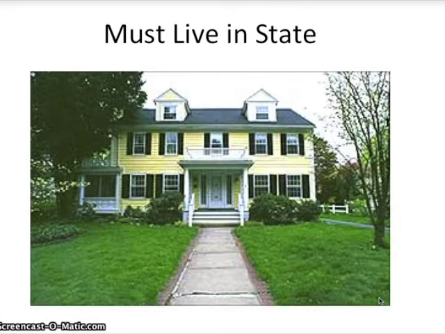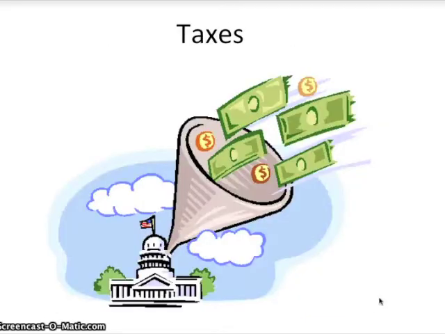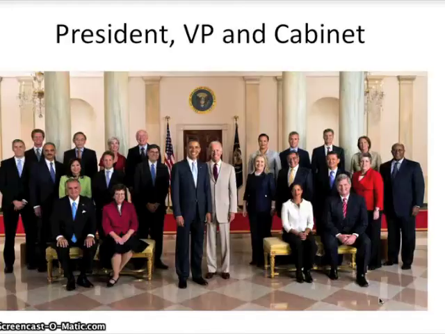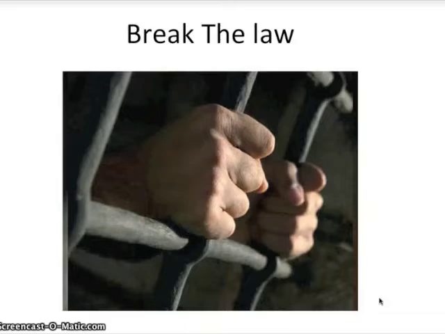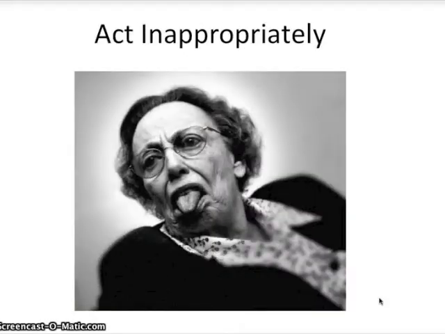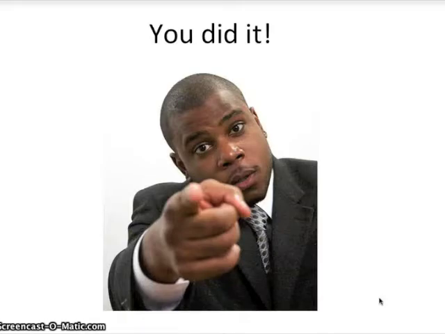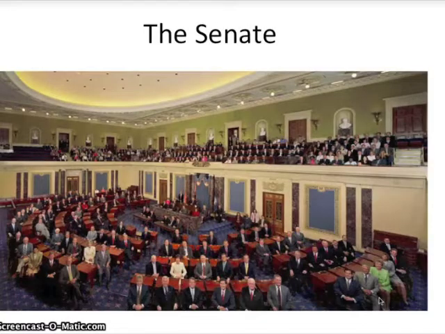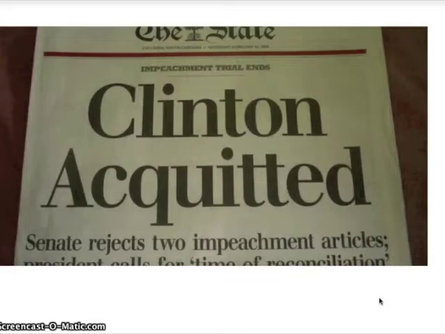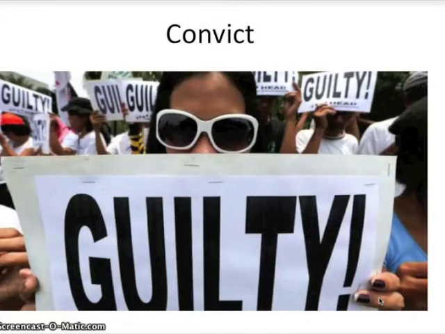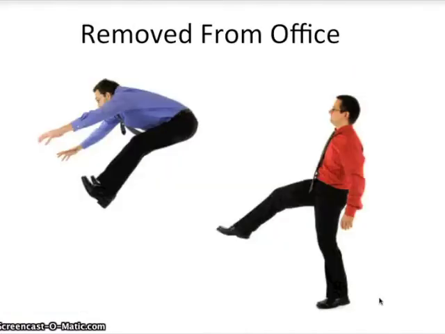While all bills have to be passed through the House, any bills that raise revenues, meaning taxes, must originate in the House of Representatives. When a Supreme Court justice, the President, Vice President, or a cabinet member breaks the law or acts inappropriately, the House of Representatives can vote to impeach him or her, which means to accuse them of a crime. Then they will send them to the Senate for a trial where the Senate decides to acquit them if they find them innocent, or convict them if they find them guilty. If found guilty, the accused is automatically removed from their position.